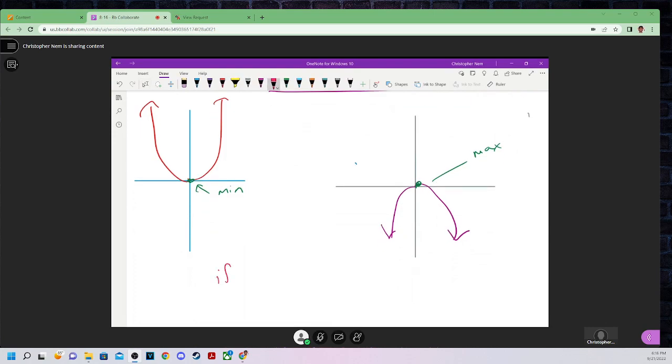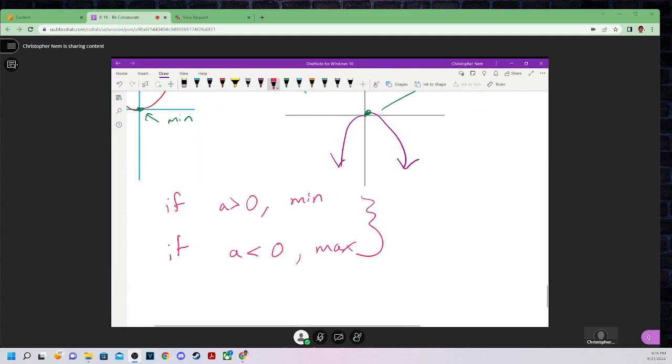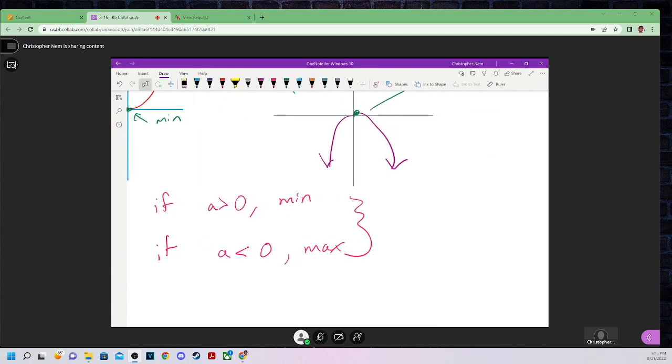Well, if your leading term is bigger than 0, you have a minimum. If your leading term is smaller than 0, you have a maximum. So, in that case, to calculate your minimum and maximum, all you have to do is evaluate your function at h equals k. What does this mean?